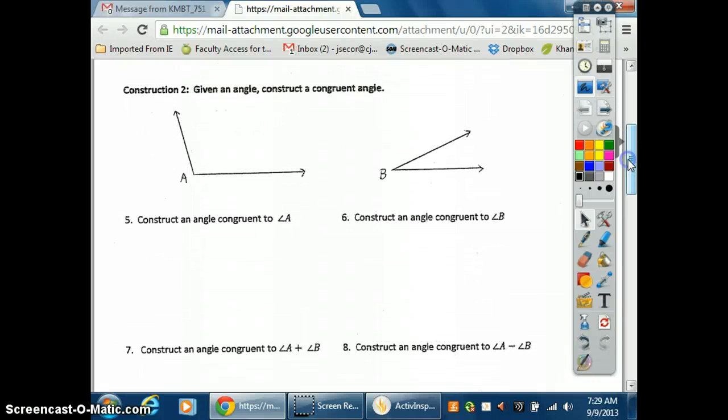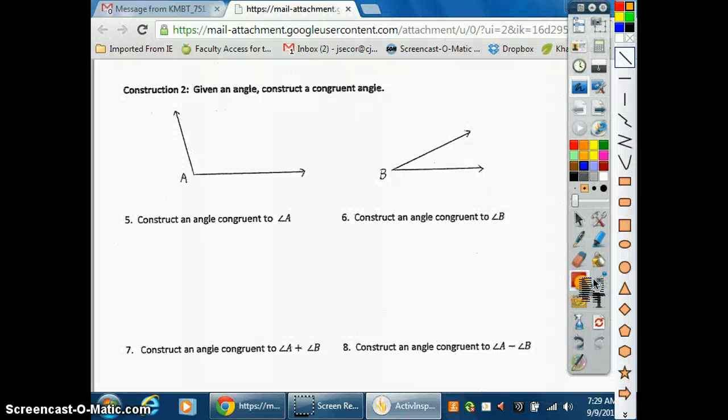Let's do construction number 2. We're given an angle A. See on the left hand side this angle here? We're going to construct an angle congruent to it. The first thing we want to do again is to draw a line segment. Now we want to get the measurement of angle A. To do this, we're going to take our compass and first draw an arc.